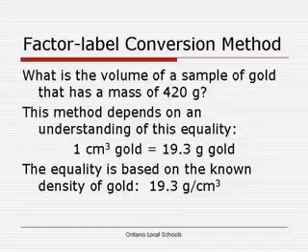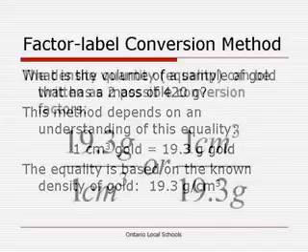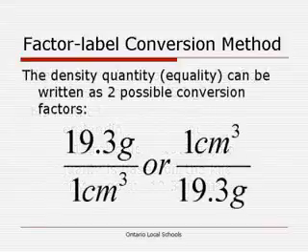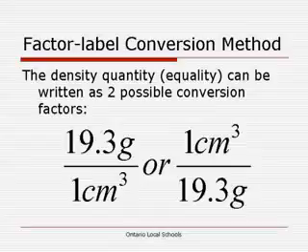And we do depend on the understanding of the density equality, that 1 cubic centimeter of gold is the same quantity as 19.3 grams of gold. It's the same amount. So the equality is based on the known density of gold, and it's very useful to us. Because we're treating the density as an equality, we can write two possible conversion factors. We have 19.3 grams over 1 cubic centimeter, or 1 cubic centimeter over 19.3 grams. We use the conversion factor that's convenient for us.